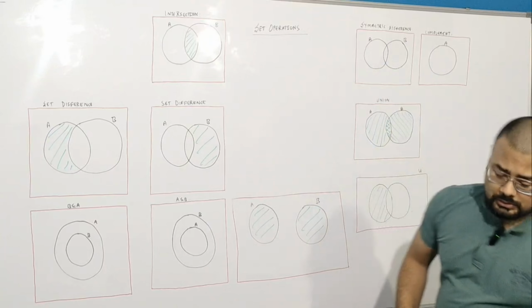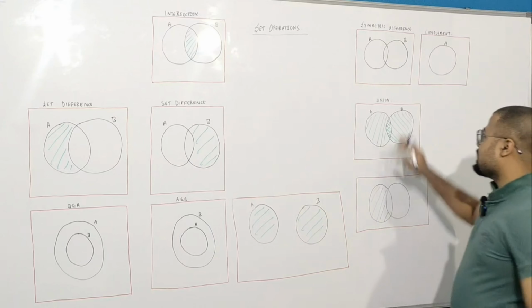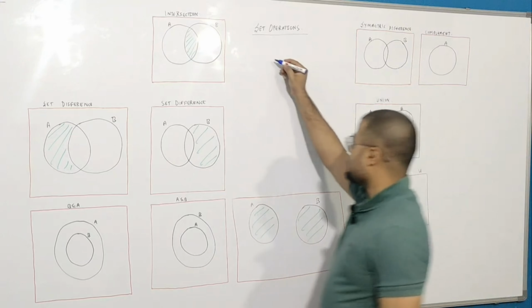Now let's look at symmetric difference. This set operation, symmetric difference, is represented like this between two sets, A symmetric difference B. This is the symbol for symmetric difference.